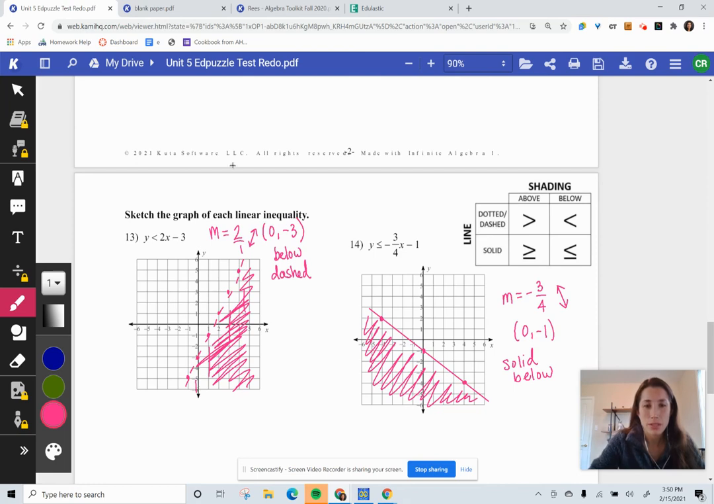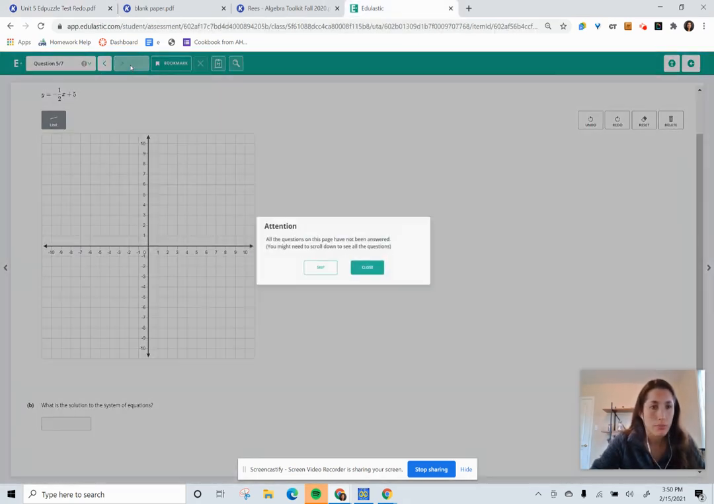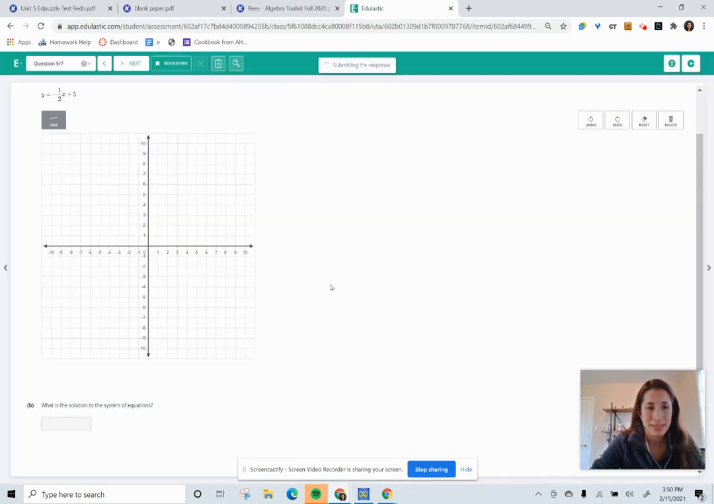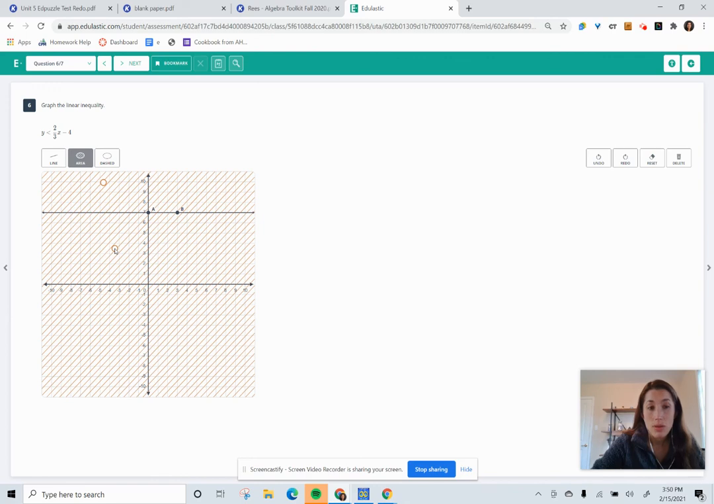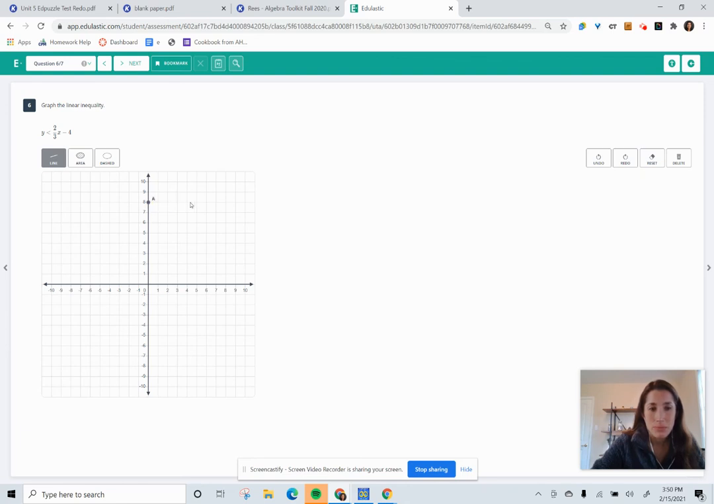Okay, so now you're going to go into Edge Elastic and try question number 6. And just keep in mind when you create a line, let me show you, create a random line here. For shading, you would pick an area above or below the line. Oh, and that shades the whole thing. So let me reset that. Let me just make a random line.